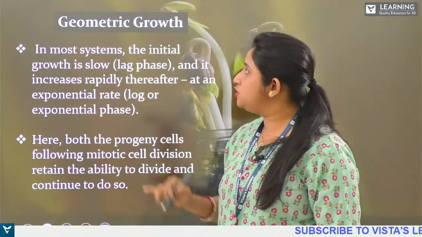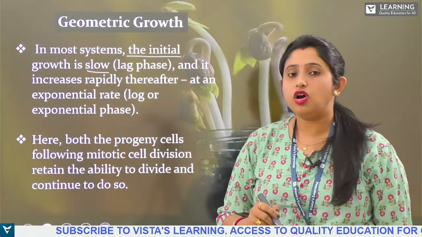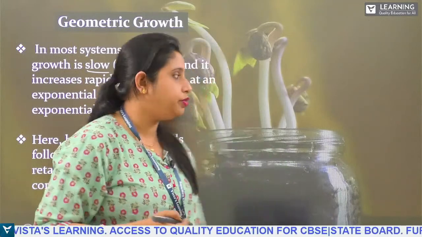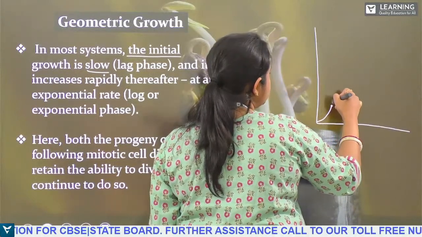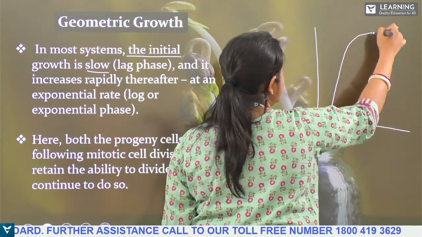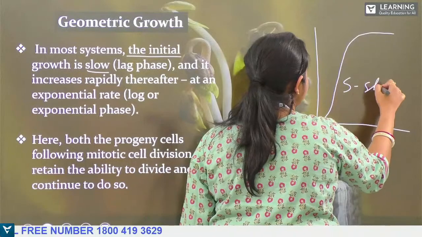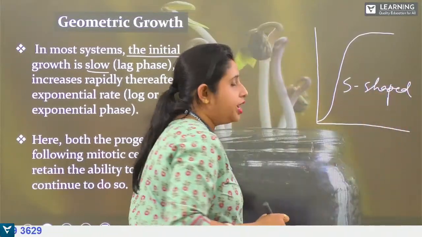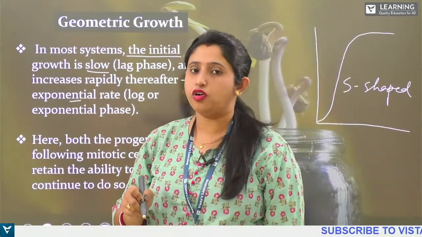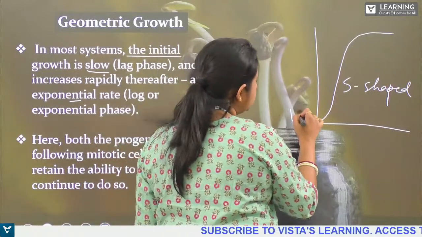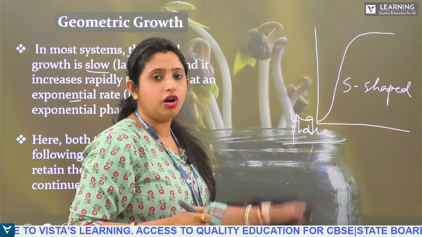Now next let us see what is this geometric growth. So in most systems the initial growth is slow. So in case of the geometric growth, the initial growth will be slow. So the curve will be like this. Slowly the growth will take place and it will reach the stationary phase where the growth will stop. So here you will get an S shaped curve. See, it follows the various phases: lag phase, log phase, and the stationary phase. So the growth where it is slow is called the lag phase.